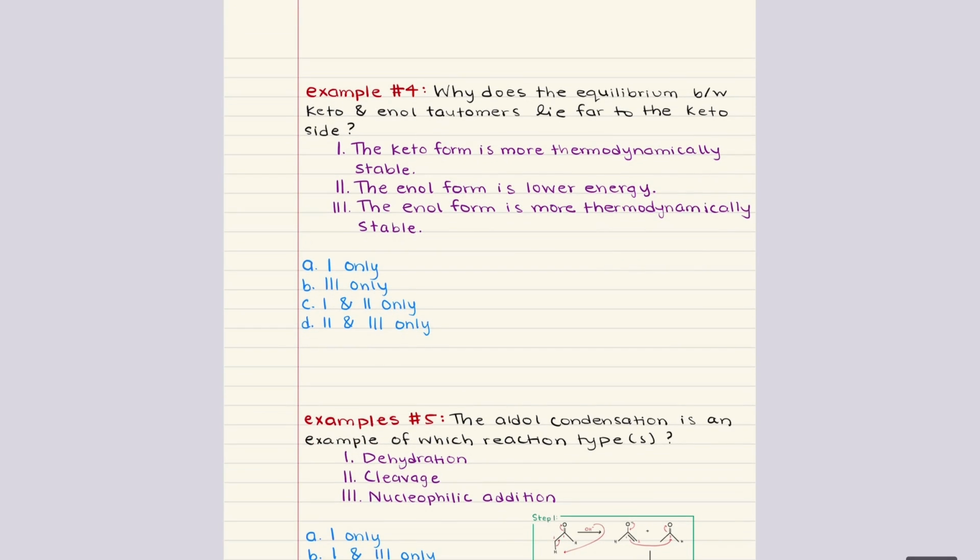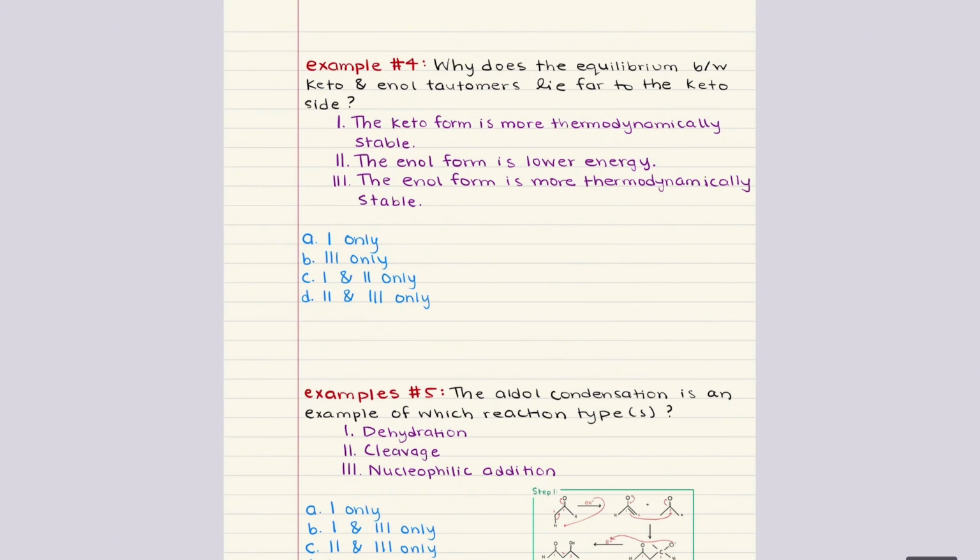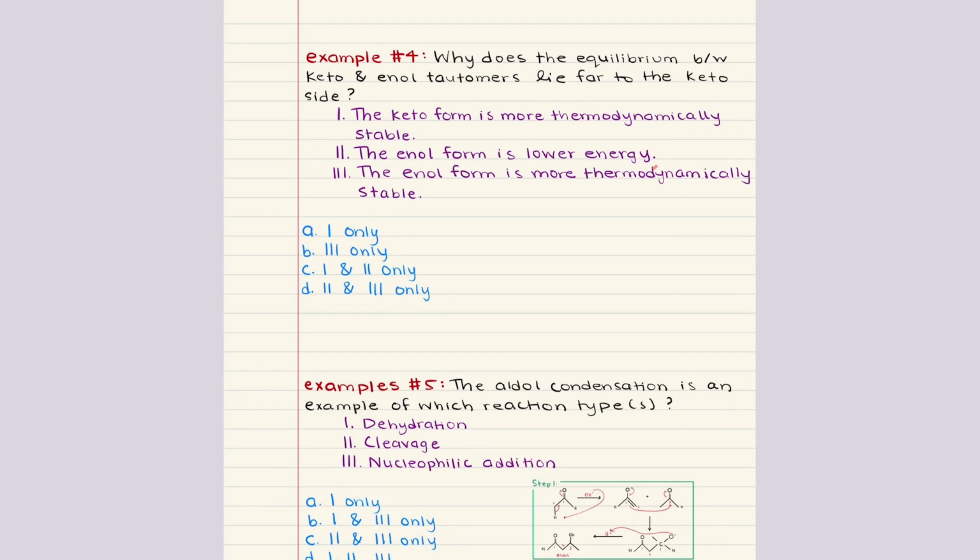Problem 4 says, why does the equilibrium between keto and enol tautomers lie far to the keto side? Let's work through each statement carefully. Statement 1 says the keto form is more thermodynamically stable. This is a correct statement. In most simple carbonyl compounds, the keto form is more stable than the enol form due to the strength of the carbon-oxygen double bond in the carbonyl.